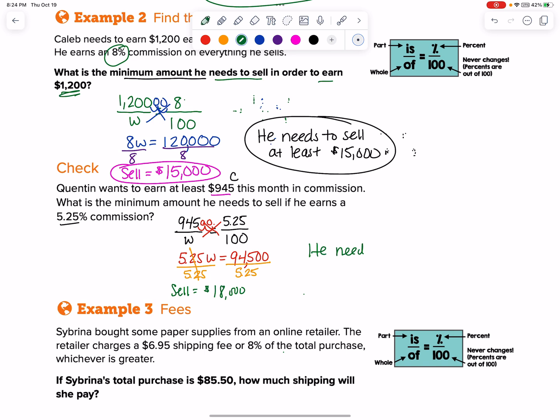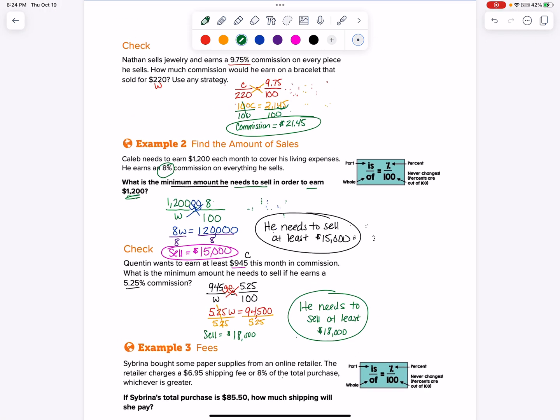He needs to sell at least, because it says minimum, $18,000, and circle our answer. All right, let's see what example 3 is now.